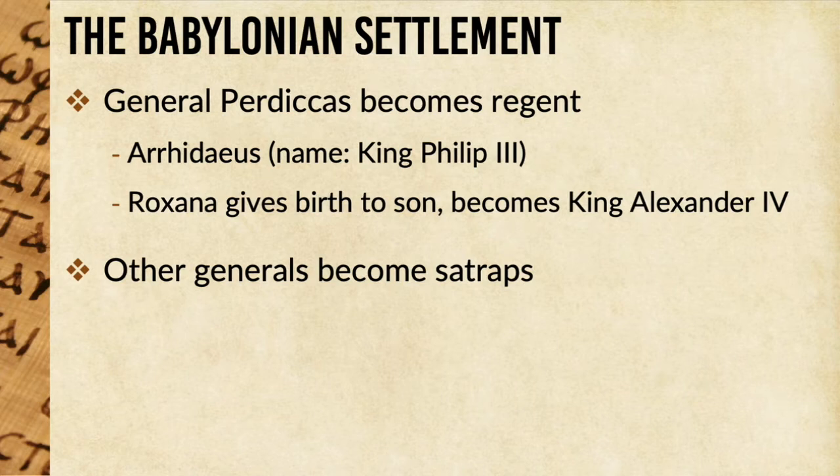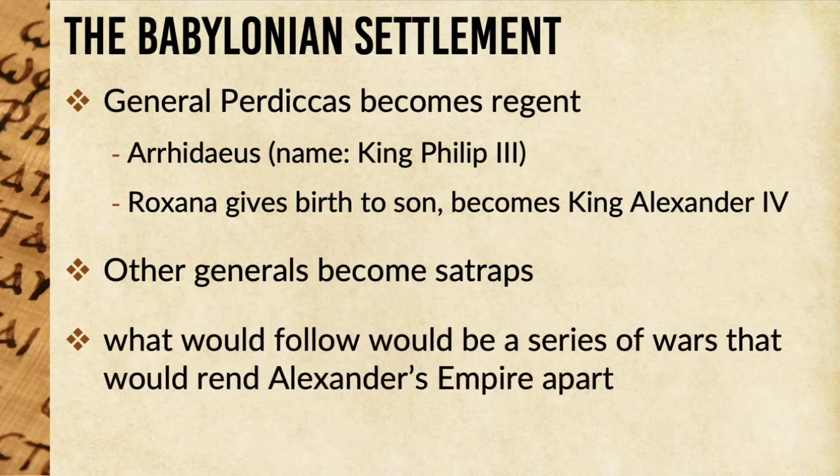Well, I've got to tell you, if you're looking at that and you're thinking, well, these are all generals, and generals are, generally speaking, the quintessential alpha male. They don't always play together nicely. So you might be looking at this and saying, well, this is a recipe for disaster. And indeed, it really was, because what's going to follow on the heels of this Babylonian settlement is a series of wars that are going to rend Alexander's empire apart. So Alexander builds this incredible empire, and then basically on his death, that empire is just going to fall apart, and it's going to do so in a very bloody way.